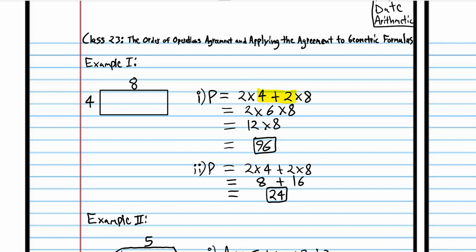4 plus 2 is 6. Then we're going to multiply: 2 times 6 is 12. And 12 times 8 is 96. So as you can see, we got the wrong answer. So something went wrong here. We performed all the operations correctly, but we got the wrong answer.